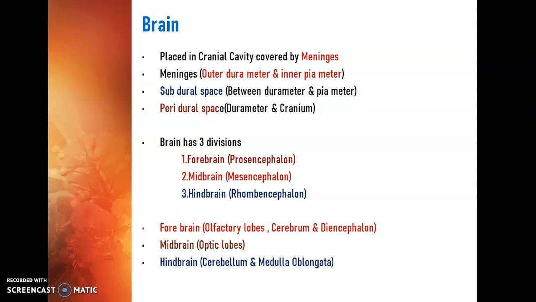And generally, the brain has three important divisions. They are called forebrain or prosencephalon, midbrain called mesencephalon, and hindbrain called rhombencephalon. The forebrain generally consists of the olfactory lobes, cerebrum and diencephalon, while the midbrain consists of the optic lobes and the hindbrain consists of the cerebellum as well as the medulla oblongata.